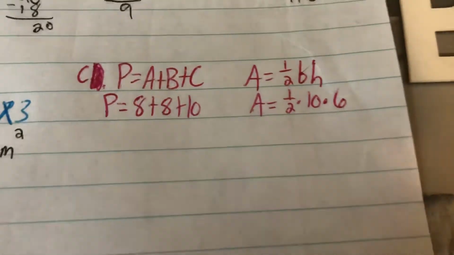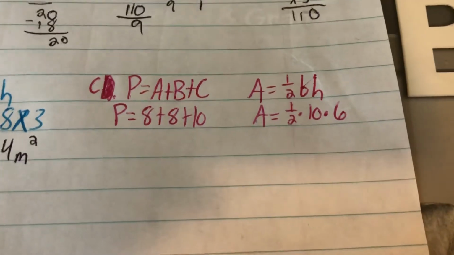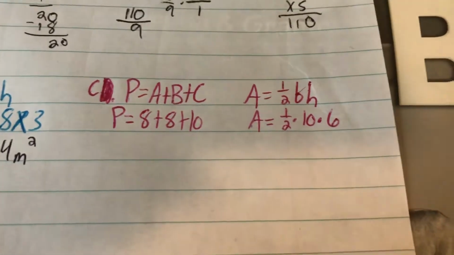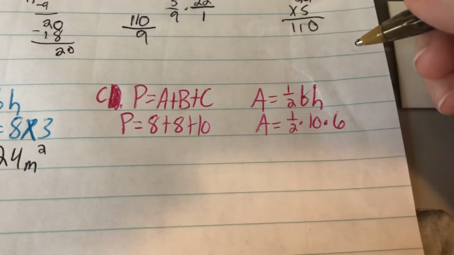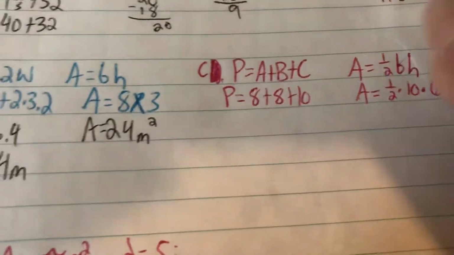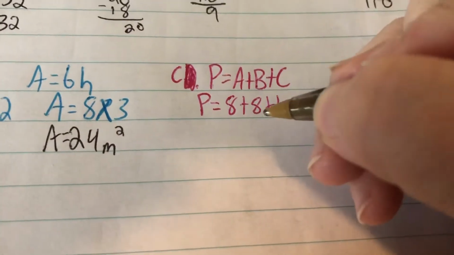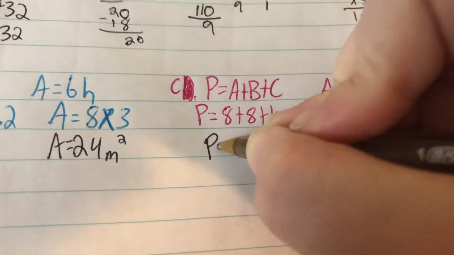Okay. On C, we have a triangle. Our perimeter of a triangle is A plus B plus C. We're just adding up the sides. And our area formula is 1/2 times base times height. So my sides are 8 and 8 and 10. So 16 plus 10 more is 26.